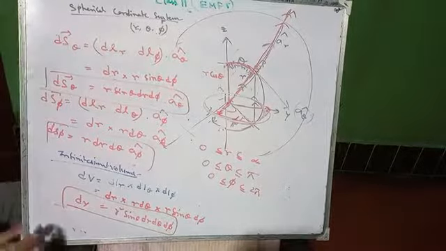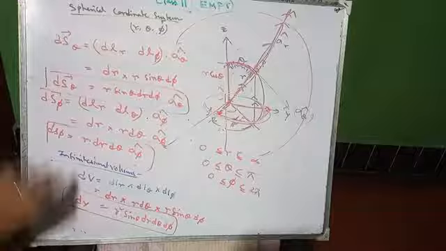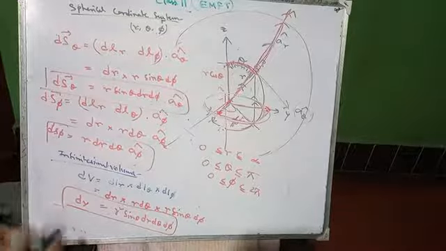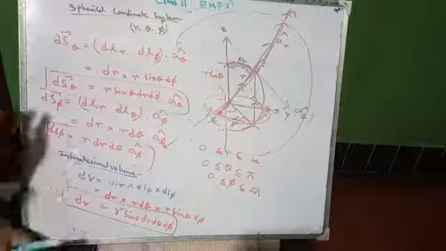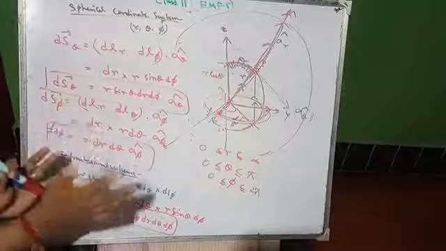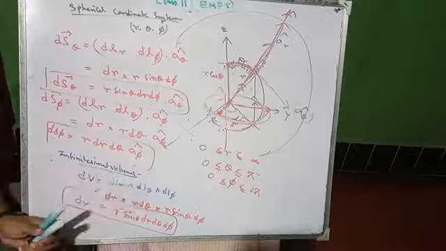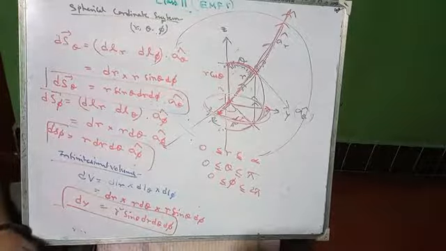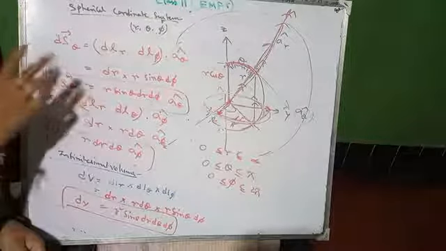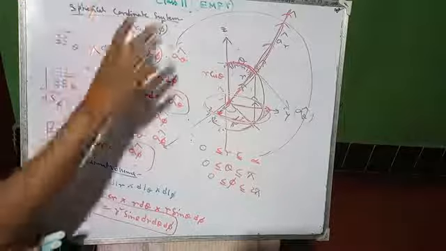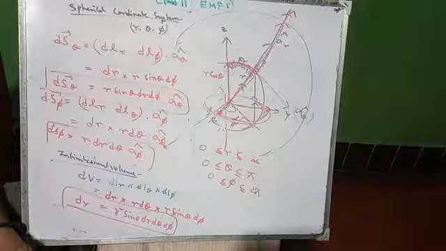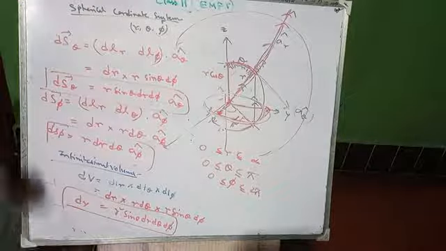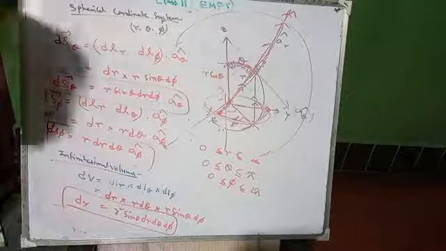Okay, so the spherical coordinate system, these three coordinate systems and the complete relation between them will be covered in the next class. In the next class I will discuss the relation between, and the unit vector relation between, all three types of coordinate systems. Okay, so today's class is up to this much, and thank you for watching.